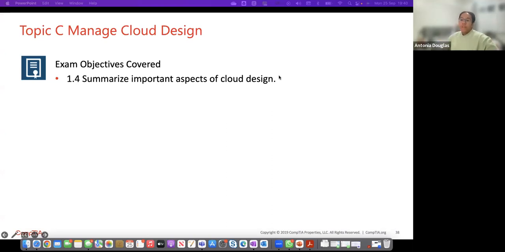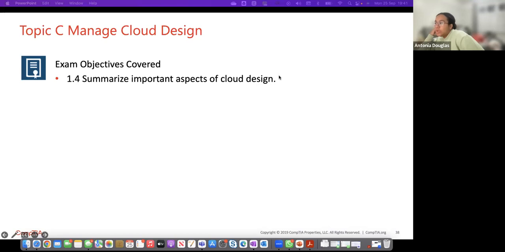Okay, so covering the last aspect, we're hoping to finish on time at 8 o'clock. So this is topic C, managed cloud design. So we're going to be looking at, to summarize, important aspects of cloud design. So we've covered so many features just now in terms of your feasibility studies, running a proof of concept, really testing out if your cloud design meets the desired expectations and provides the value that the organization wants.